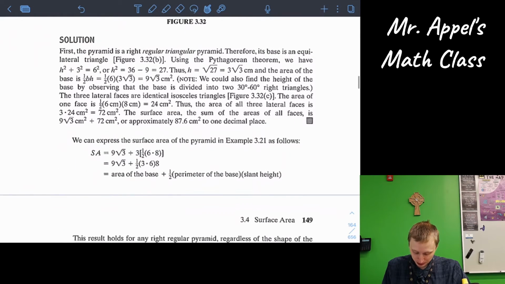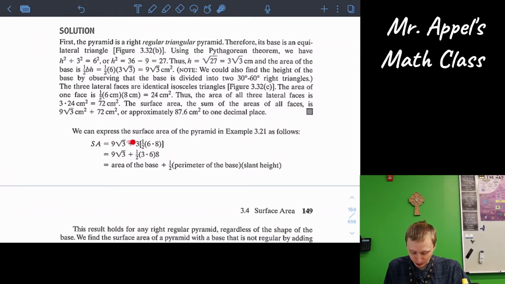So let's generalize again. We can express the surface area of the pyramid as follows. We had the 9 times root 3, that was the base, plus 3 times the area of the faces. And what they're doing here is we distribute that 3, well, really it's just all multiplication. So it's really an associative property here. We arrange, so this is the area of the base, 9 times root 3, and then put the half in front and pull the 8 out to the side.